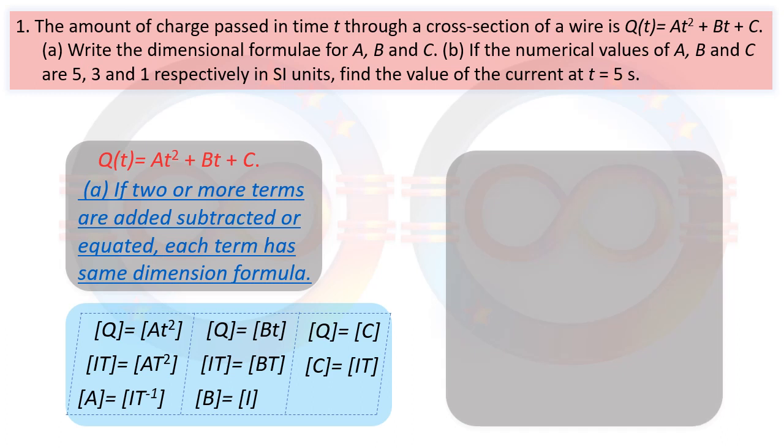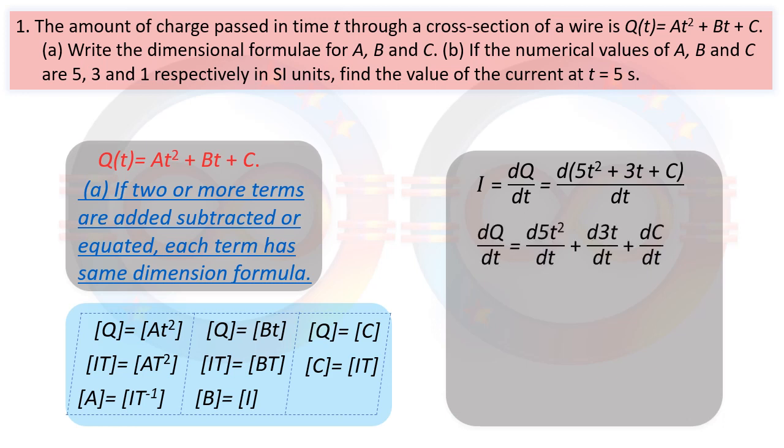B part of the question is saying, if the numerical values of A, B and C are 5, 3 and 1 respectively in SI units, find the value of current at T equal to 5 seconds. So now let us put the values 5, 3 and 1 in place of A, B and C and differentiate the equation, because here charge is a function of time and we want to get the current. We must apply the formula I is equal to dq upon dt.